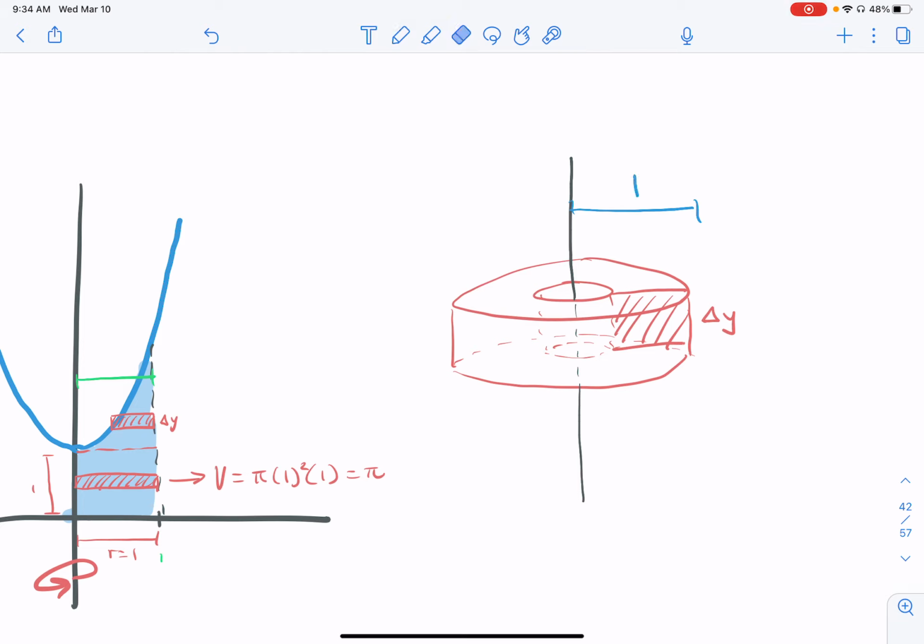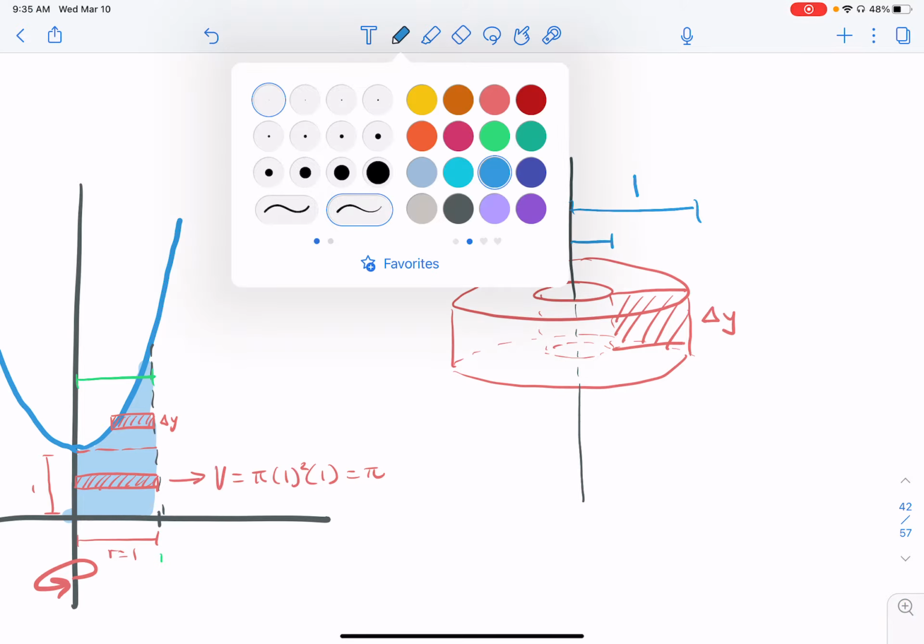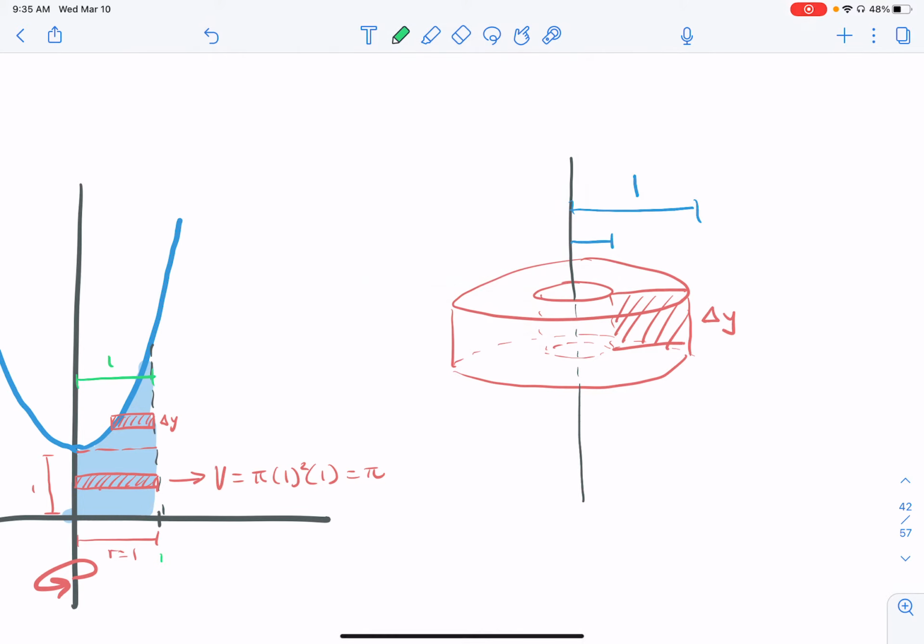Now my inner radius, on the other hand, is the one that's going to change here. That's the variable one.